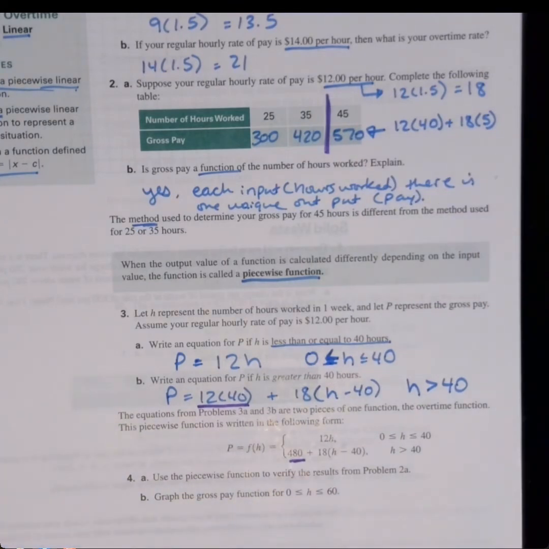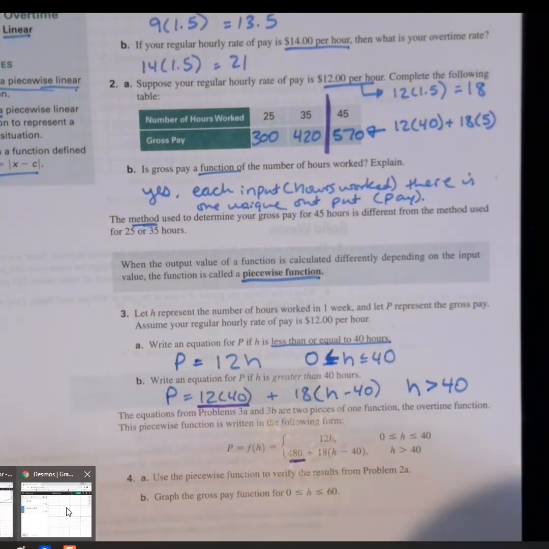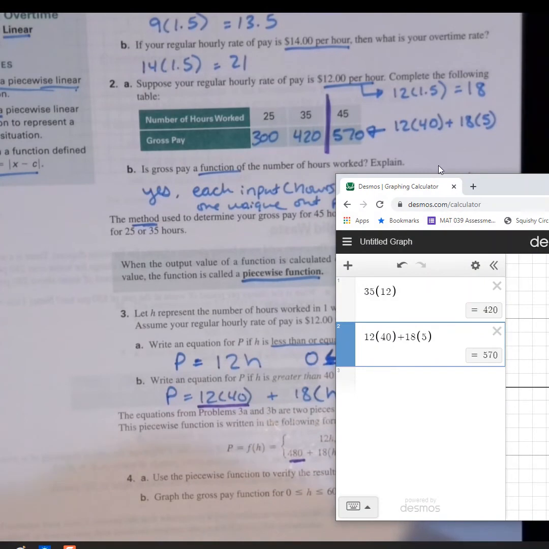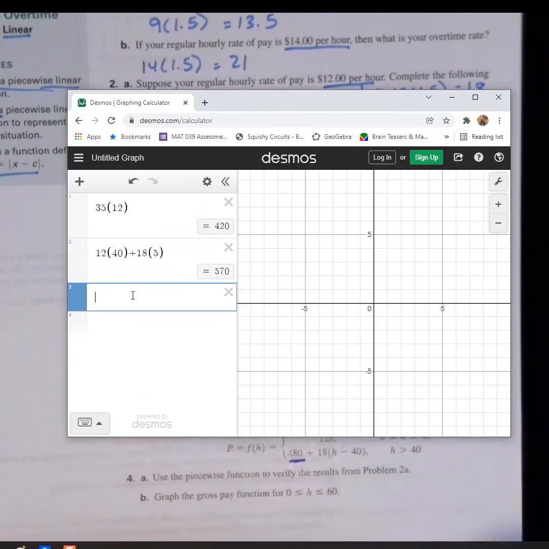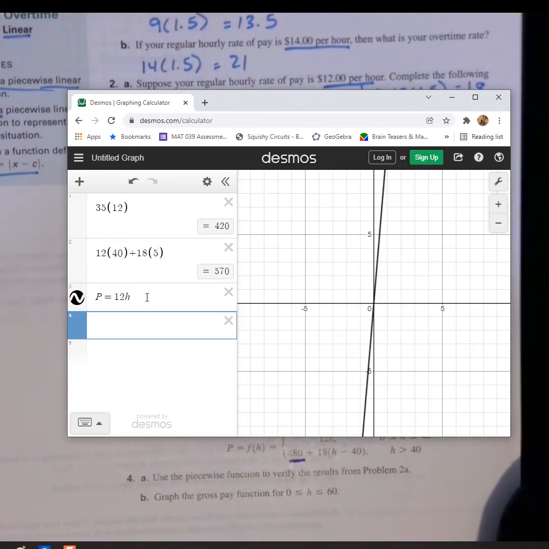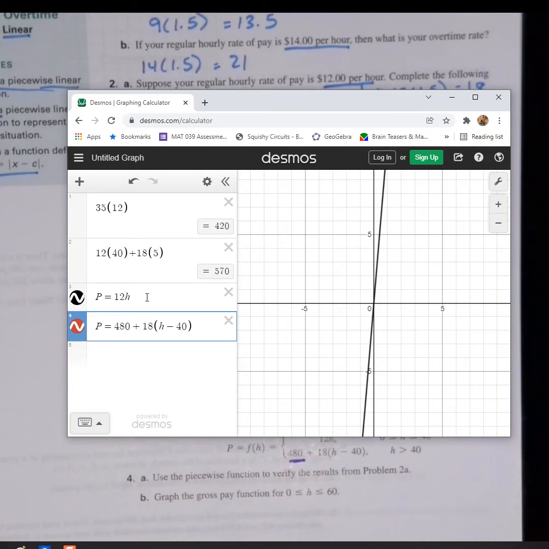Now we want to graph the gross pay function. When I graph the gross pay function, I'm going to use Desmos to make my graph. Let me get my Desmos window back up over here. I'm going to go ahead and type them both as I originally wrote them, with P equals 12H and P equals 480, which is our 12 times 40, plus our 18 times H minus 40. Now we are going to put the boundaries at the end of this function.